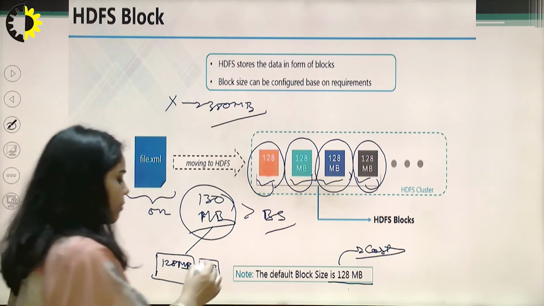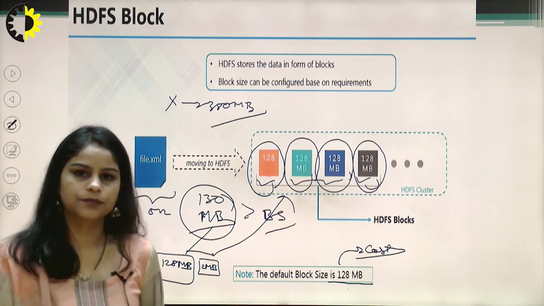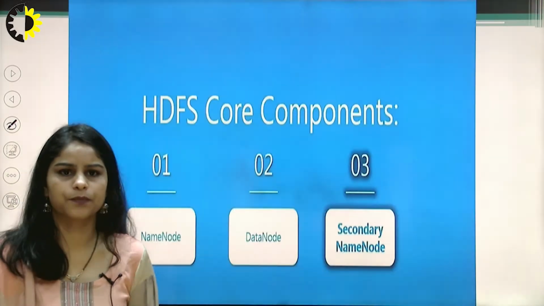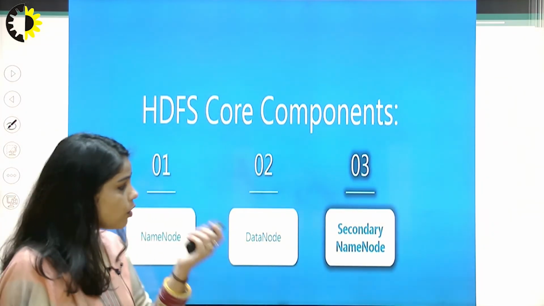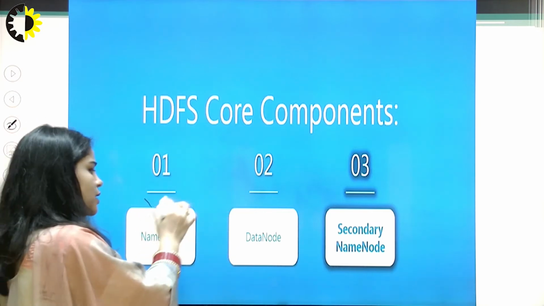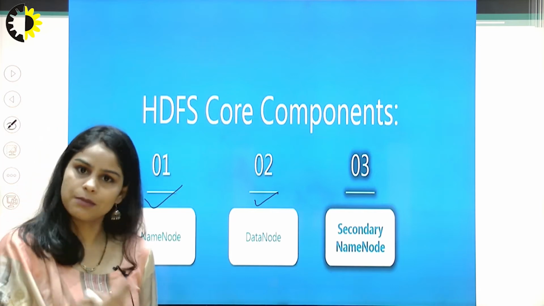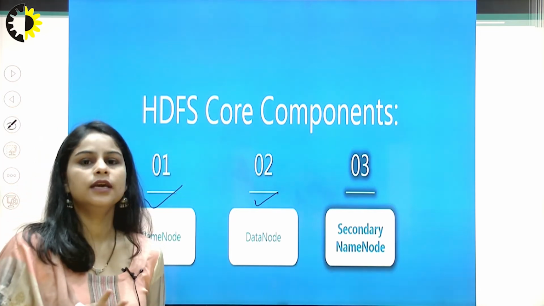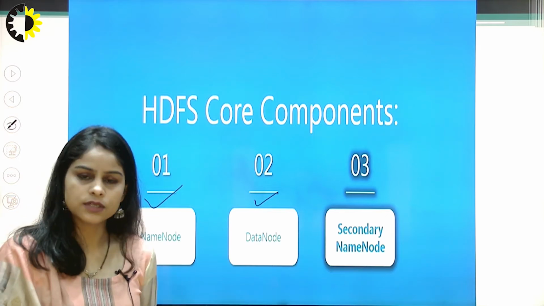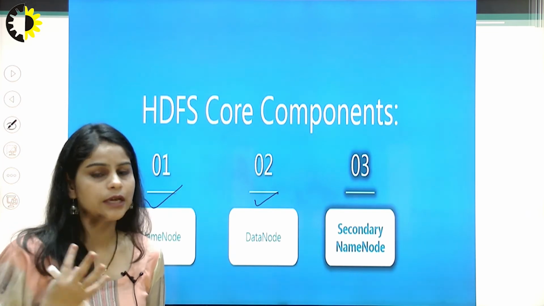And then we will be dumping these two files on the data nodes, right? This is how HDFS block works. Now, we have already understood the core components of HDFS: one is the name node, another is the data node. Name node is the master node, data nodes are the slave nodes. Name node controls all the management of data nodes. Data nodes are the commodity hardware that are actually storing the data.